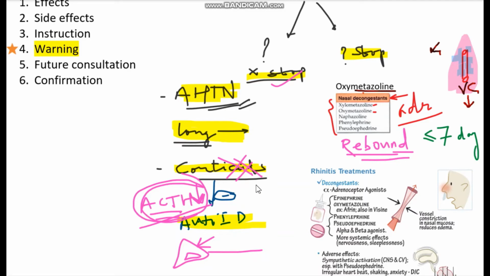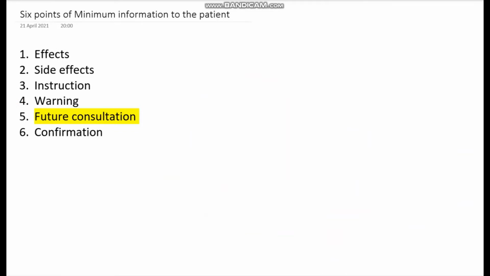Okay. So this is an overview of certain warnings a drug comes with and what the patient needs to know. All right. So let's talk about the next point.